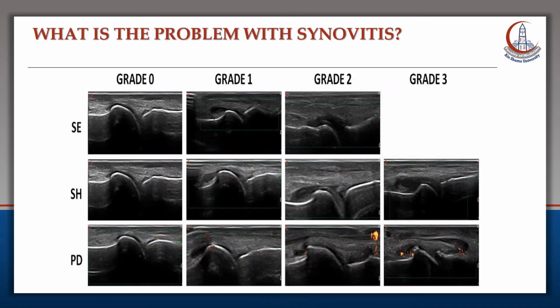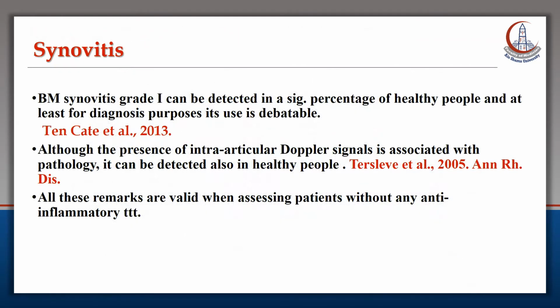Now, what is the problem with synovitis? The problem is here. Tenkat et al. in 2013 stated that B-mode synovitis grade 1 can be detected in a significant percentage of healthy people, and at least for diagnostic purposes, its use is debatable. One of you will say that if there is a positive Doppler signal in the joint, it will be pathologic synovitis. No, this is not always like that. As Terslev et al. in 2005 stated, although the presence of intra-articular Doppler signal is associated with pathology, it can be detected in healthy people.